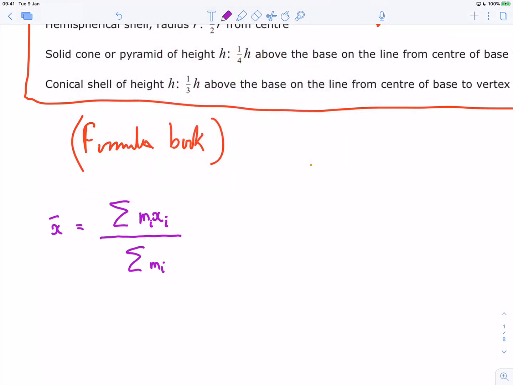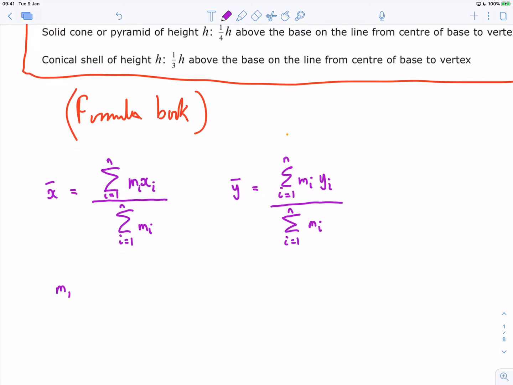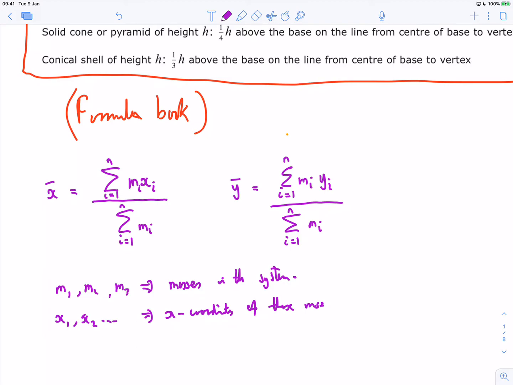And then by similar logic, y bar is just going to be the sum of the masses, I goes from 1 to n, of mi yi, and this is going to be the sum from 1 to n of not y, you silly boy, the mass. So m1, m2, m3 is just the masses in the system, and x1, y1, x2, y2 and so on are just the coordinates of those masses.